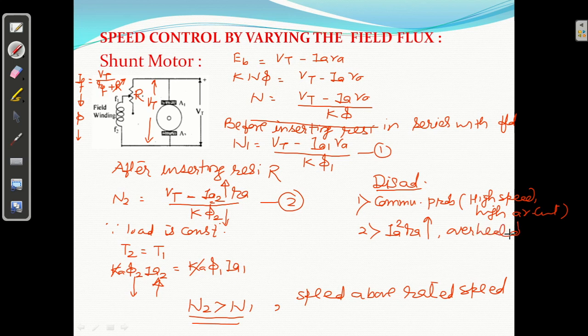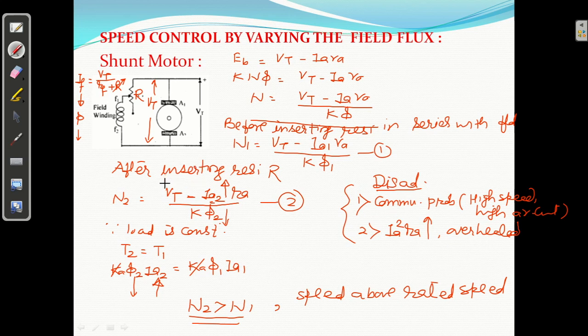And obviously, if the armature current is increasing, what will happen? The armature will be overheated, and second, efficiency will also decrease because of more copper loss. So these are the two disadvantages of this method, but you can get the speed above the rated speed. If 1500 RPM is the rated speed, you can get even more than that.